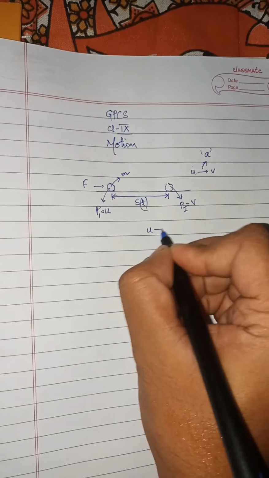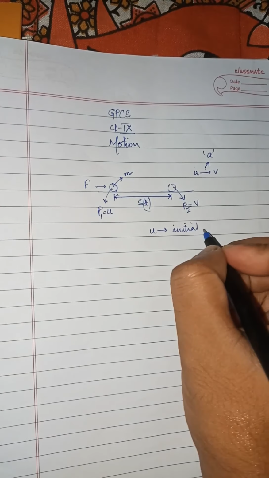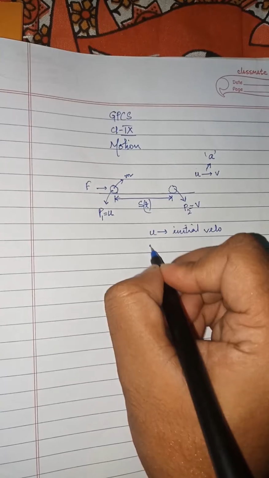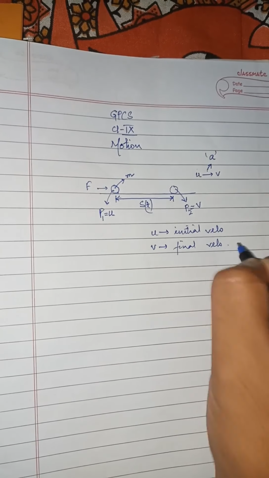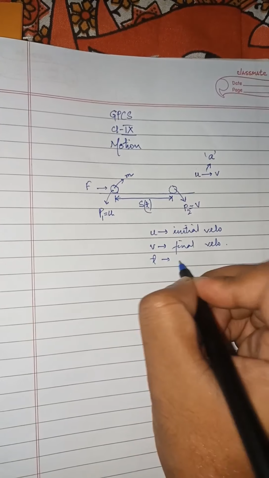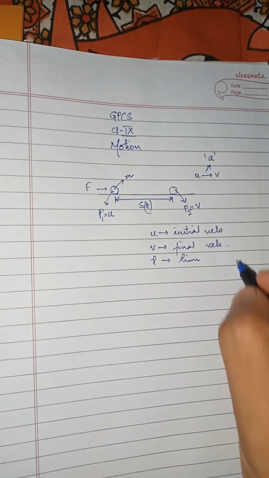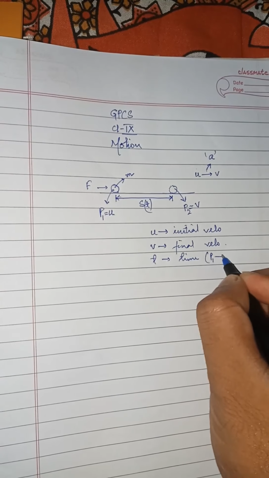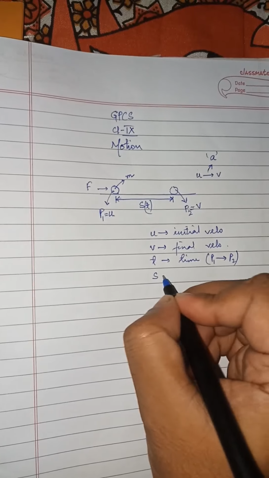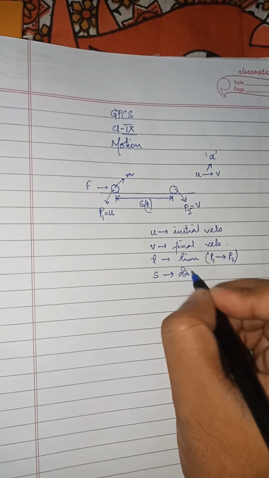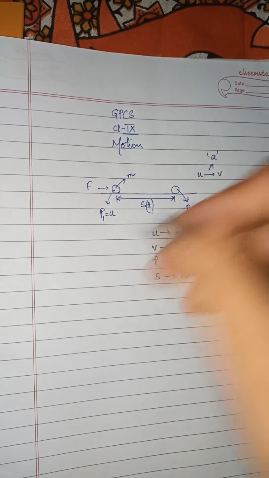So I got u as the initial velocity, v as the final velocity, t as the time taken for this ball to reach from p1 to p2, and s was the distance covered from p1 to p2.